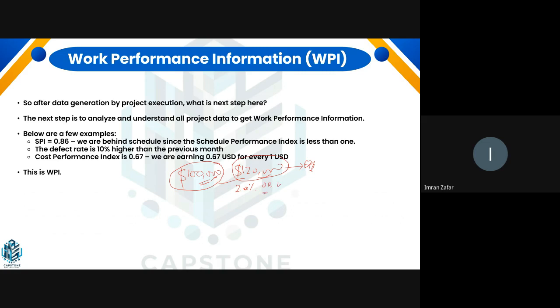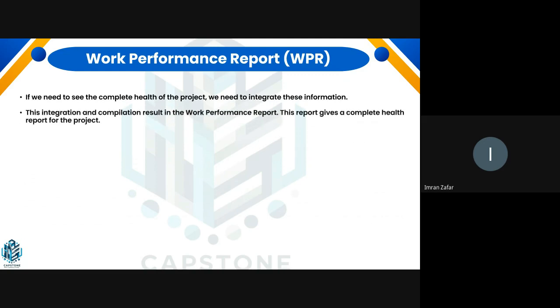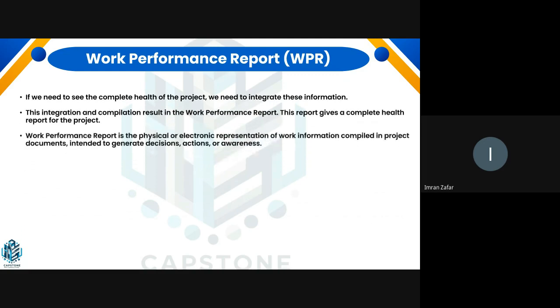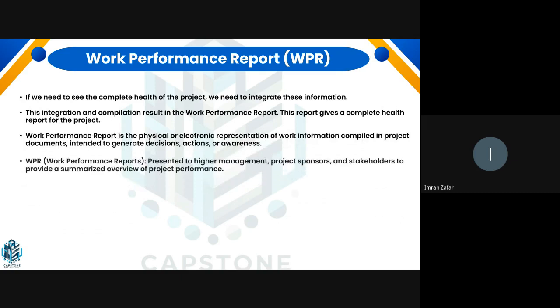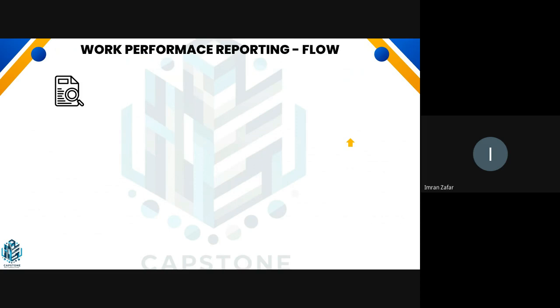So this is now an information. Now I can use this information to see where things went wrong, or what we need to address to make sure that at the end of our project we remain on track. And work performance report tells you about the health of your project. You integrate your information and then you present it to your management to share the overall progress of your project.